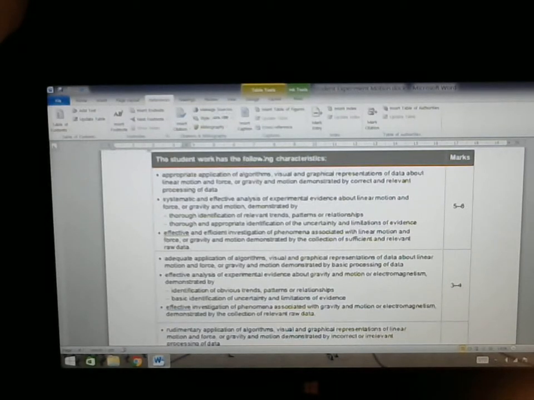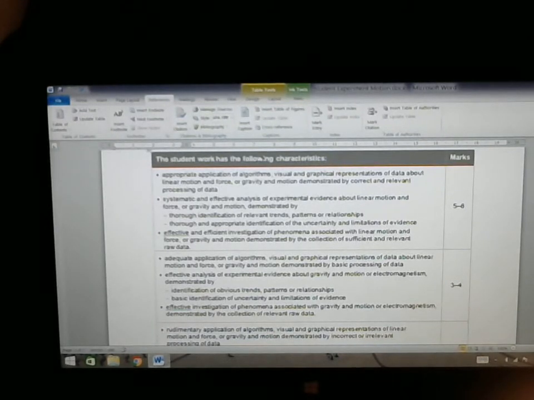These would be trends and relationships, not just to say, oh yeah, there's a linear relationship, but how tight is the linear relationship? Does it have a good correlation, or is the error fairly large? Is the error consistent, or does it increase or decrease as you go across your variable? So it's about delving into depth on that to be thorough. Last one there, effective and efficient investigation of phenomena associated with the topic, demonstrated by the collection of sufficient and relevant raw data. Sufficient, you've got enough raw data; relevant, that the data actually matters for your research question, okay, especially in what you present to us.